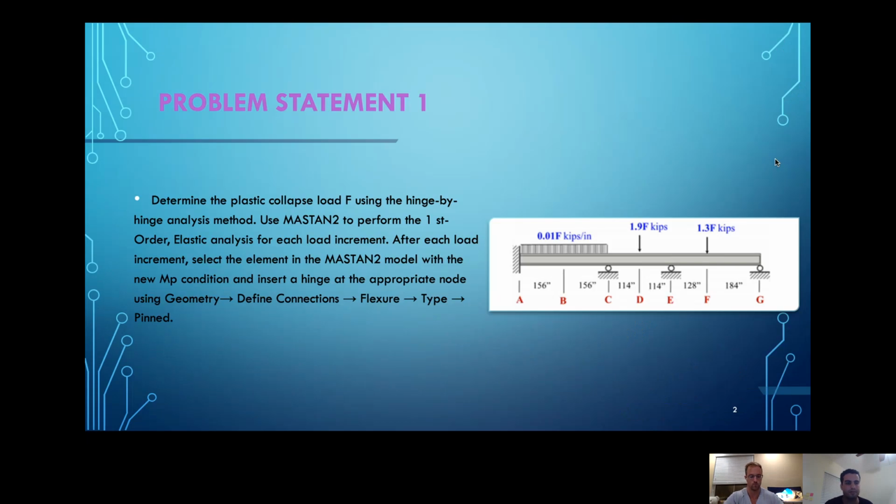So the first problem is asking to determine the plastic collapse load F using the hinge-by-hinge analysis method. The structure has a uniform load of 0.01 F kips per inch, 1.9 F kips, and 1.3 F kips, plus the vertical reaction forces applied at points A, C, E, and G. And also there is a moment at point A.